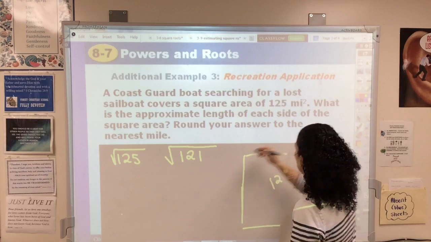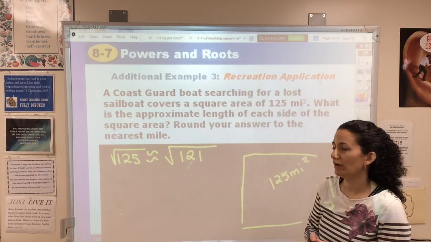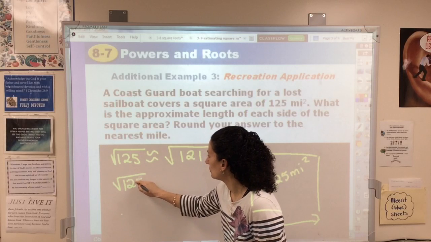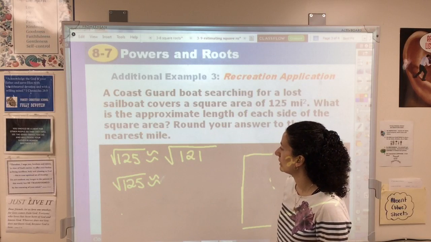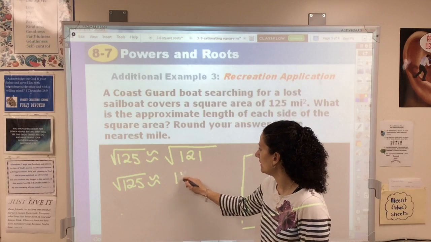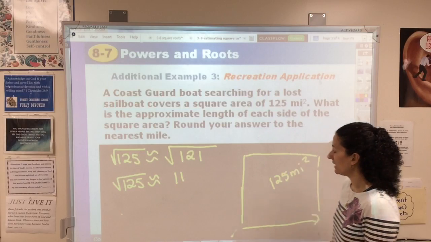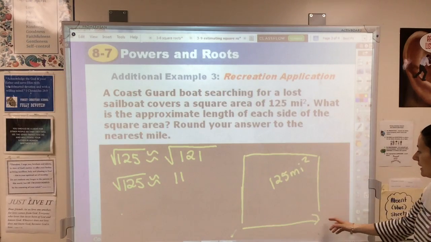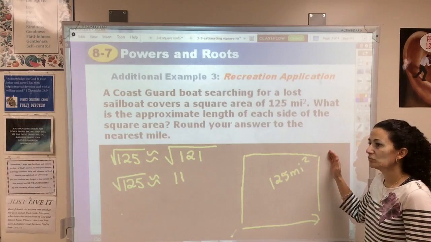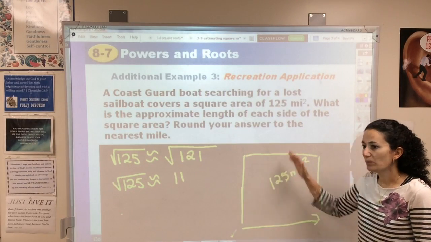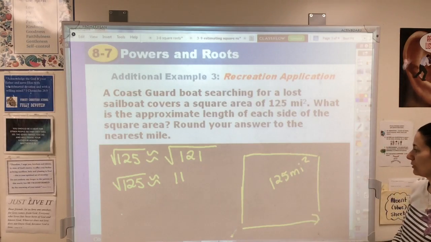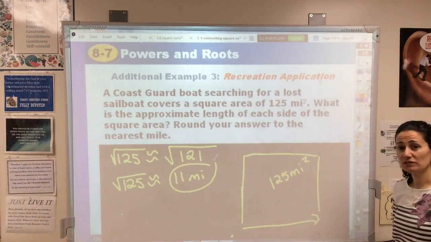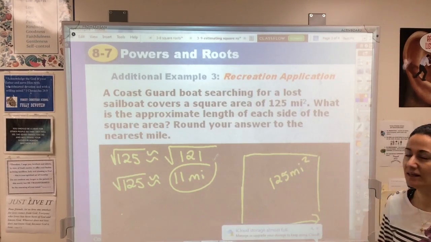I should have made that an approximate sign. It's really close to the square root of 121, and 121 is our perfect square. And the square root of 125 is approximately the square root of 121, which is 11. 11 times 11 is 121. That tells me that as the navigator, as the captain of this Coast Guard boat, I'm going to have to approximately travel 11 miles in one direction, then 11 miles in another direction, and keep on continuing. That way I would cover about 125 square miles. So the answer to this is about 11 miles. You could use a calculator and you will find out it's about 11 point something miles.